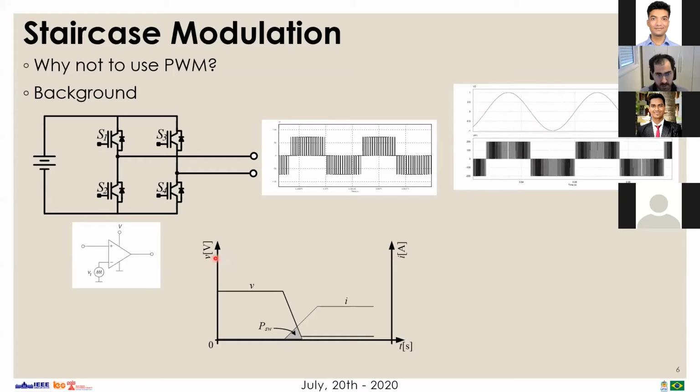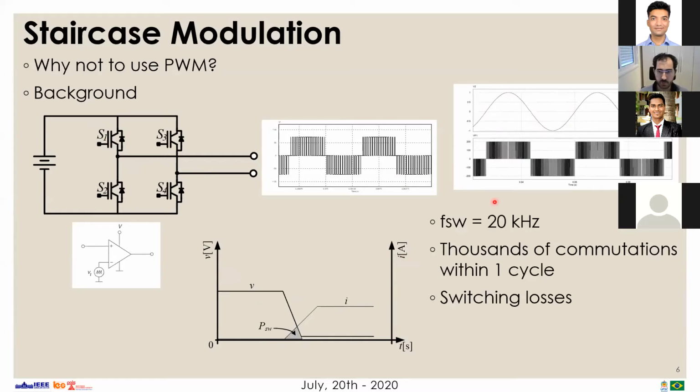And we know if we plot voltage and current across one transistor, for every transition there is switching loss. There is a moment here where you have voltage and current. This is, again, the voltage and current across one transistor. If you are using PWM, supposing a switching frequency of 20 kilohertz, you're going to see thousands of commutations within one cycle. Considering here one cycle of the sinusoid, we can count thousands of commutations. And of course, you have considerable switching losses, because you are turning the transistors on and off thousands of times.